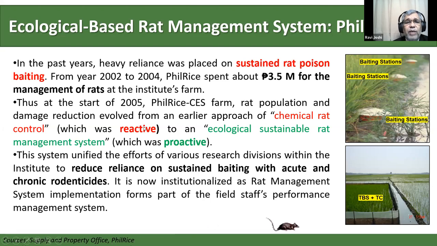At that time, we had a very reactive approach. We used to apply sustained baiting of chronic as well as acute rodenticides before planting, during planting, and after planting. So we spent a lot of money. Then we introduced this technique called the trap barrier system plus the trap crop. You can see there is a much older crop growing inside the plastic enclosure and the younger crop outside, which is much younger. We use an aromatic variety of rice inside the trap crop to attract the rats before the farmers start planting their rice. So we are able to reduce the reproduction of rats before the rice planting season by the farmers.